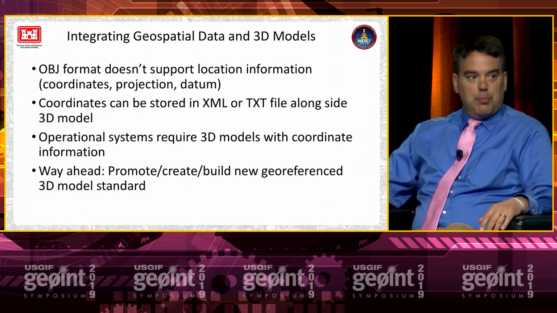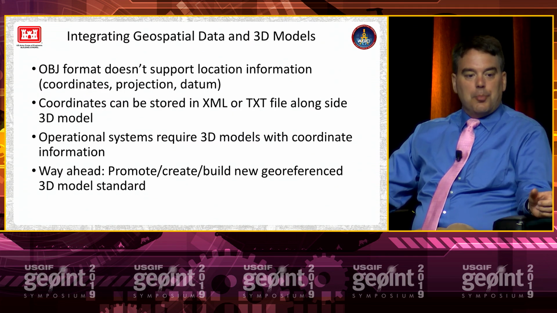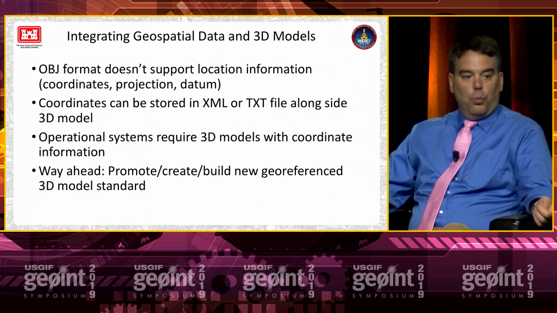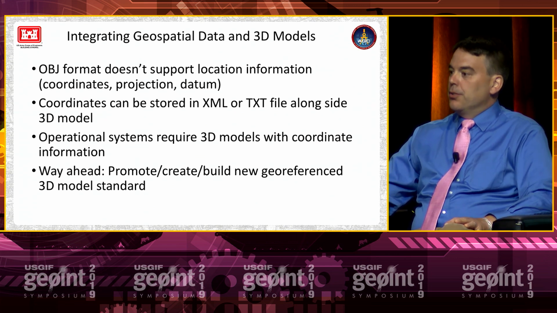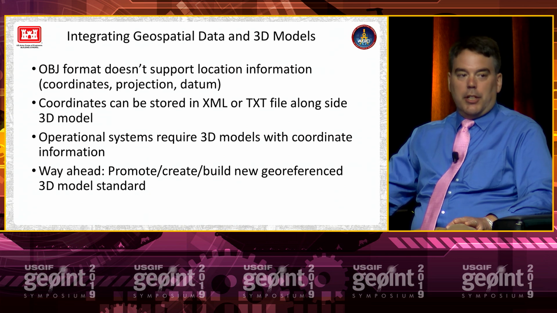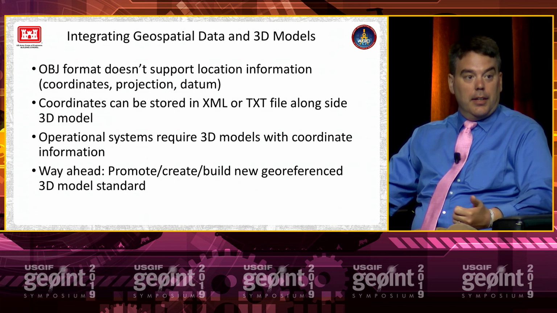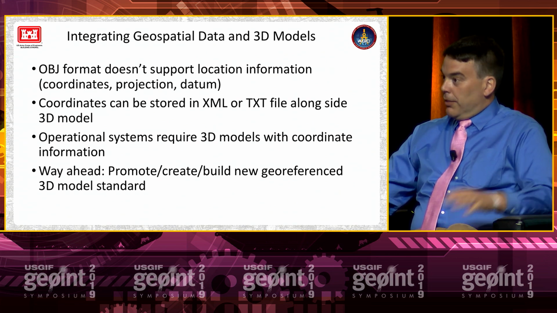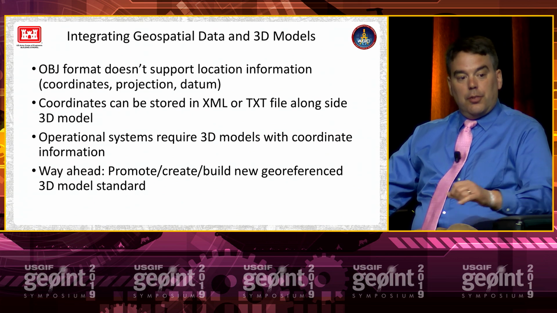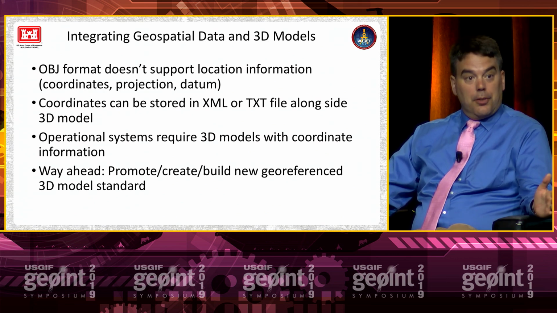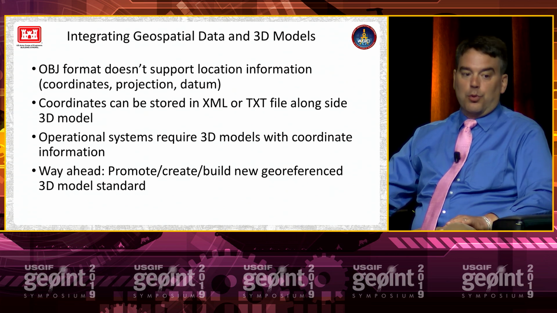So I'm just going to hit on a couple of things that we're working on specifically. One of the challenges is the 3D data model format generally used today is OBJ. One of the big challenges with the OBJ, or a couple of them, are that it does not natively support being georeferenced, and also you can't store attribute data in there. And that makes it a really big challenge if you want to use these 3D models in operational systems, because that's one of the major things that operational systems require.